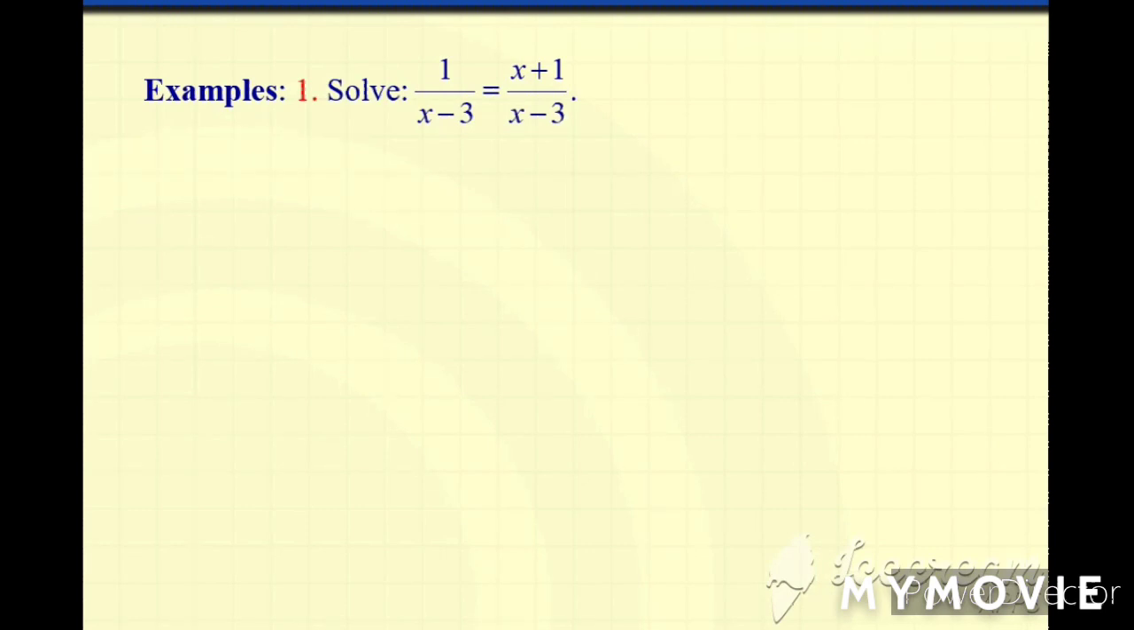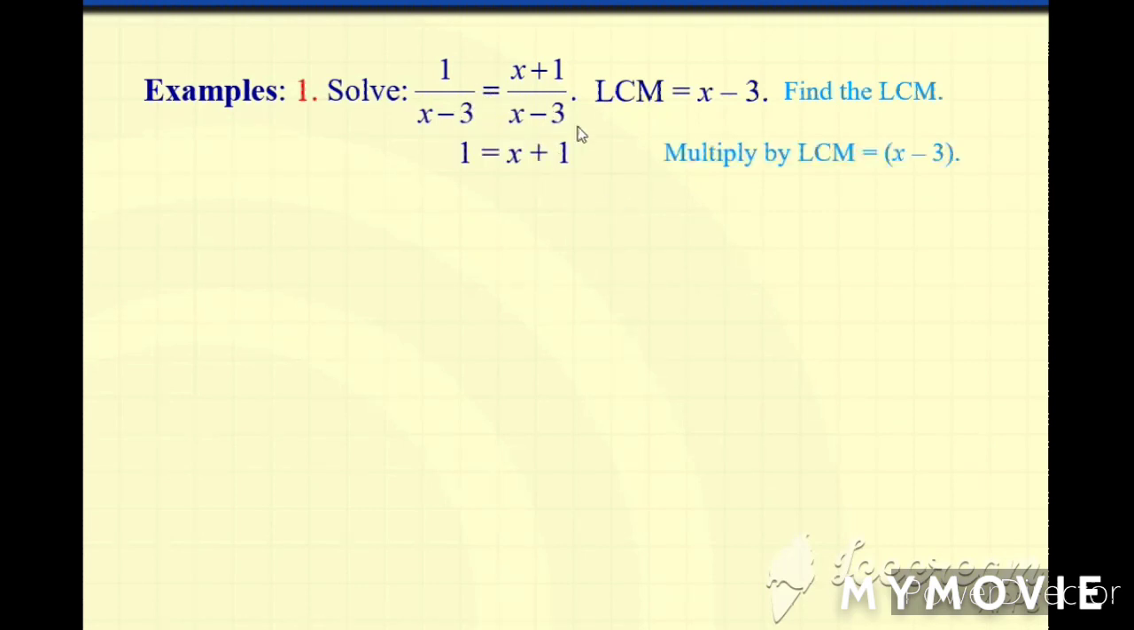Solve the rational equation 1 over x minus 3 equals x plus 1 over x minus 3. So our first step is to find the LCM. Our least common multiple is x minus 3. So when you multiply by x minus 3, it cancels out, and cancels for the right side. So the remaining is 1 equals x plus 1.